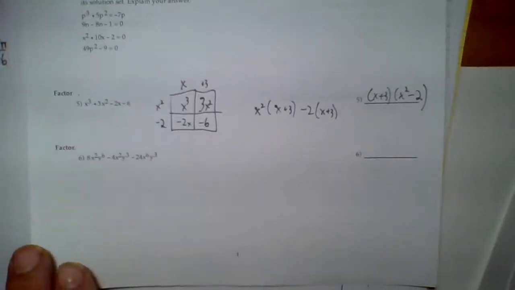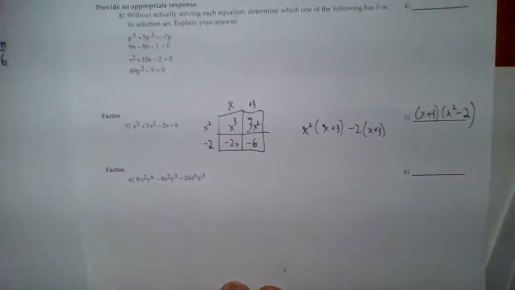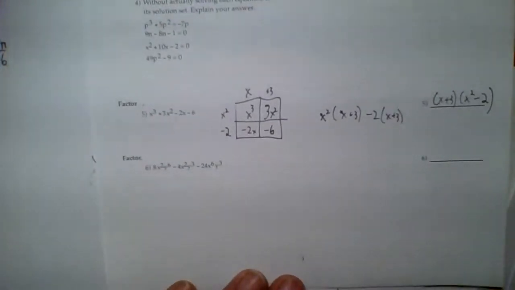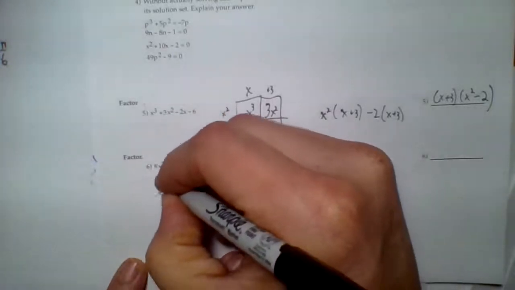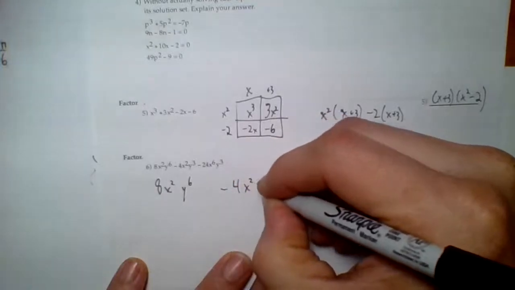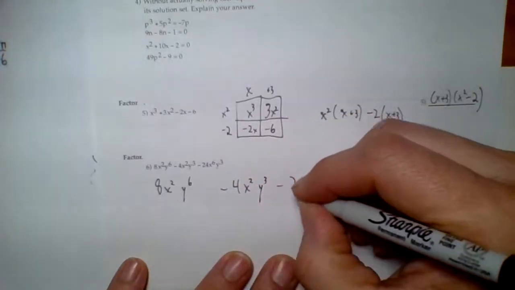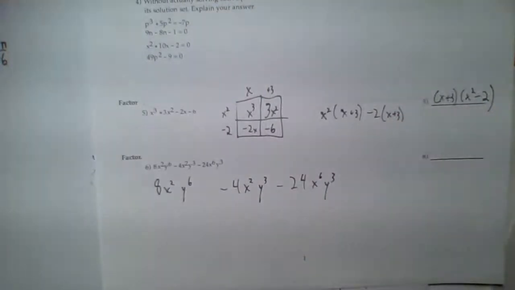Now for number 6, while we're on regular factoring, this is 3 terms, but there is a GCF to look at here. Now that doesn't look like it's readable very well. So let me write out what I'm looking at here. I got 8x squared y to the 6th minus 4x squared y to the 3rd minus 24x to the 6th y to the 3rd. And so there's numbers in common with all of them. All of those numbers are divisible by 4.